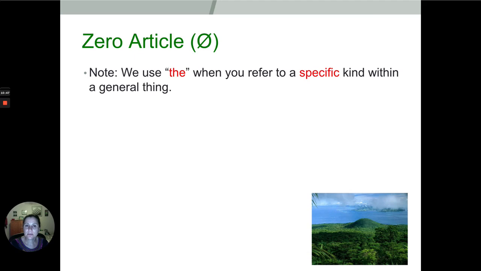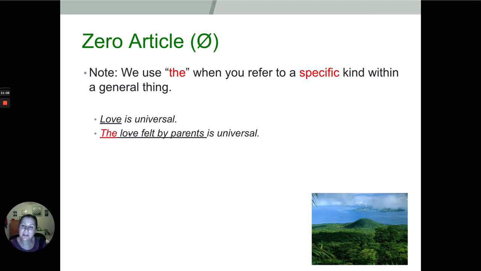We use the when you refer to a specific kind within a general thing. But if that's not the case, you don't need anything. Like, love is universal. So this is a non-count noun, and I'm just saying it in general. But when I'm talking about a specific type of love, like the love felt by parents is universal. So now I need to add the because I'm specifying what kind of love.